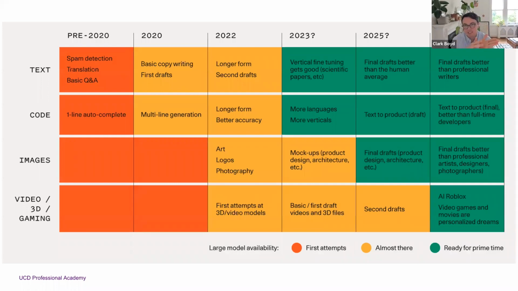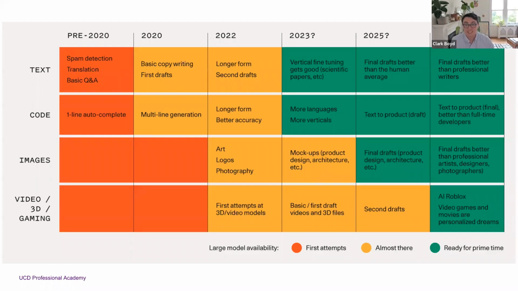So you can see on the left-hand side, it's looking at text, code, images, and video, 3D, and gaming, increasing in terms of complexity. Text and code, you could maybe switch over. Code is obviously text-based mainly, but the complexity is increasing as you move down the left-hand side. Across the top, we see the different dates. This was created at the very end of 2022. So they're guessing a little bit what will happen in 2023.